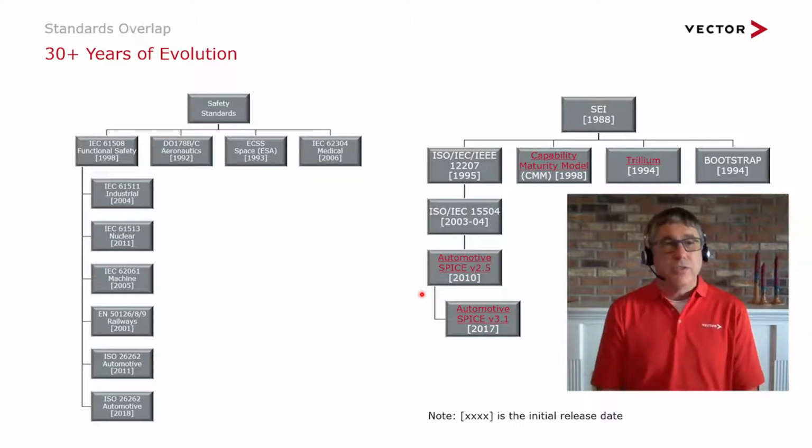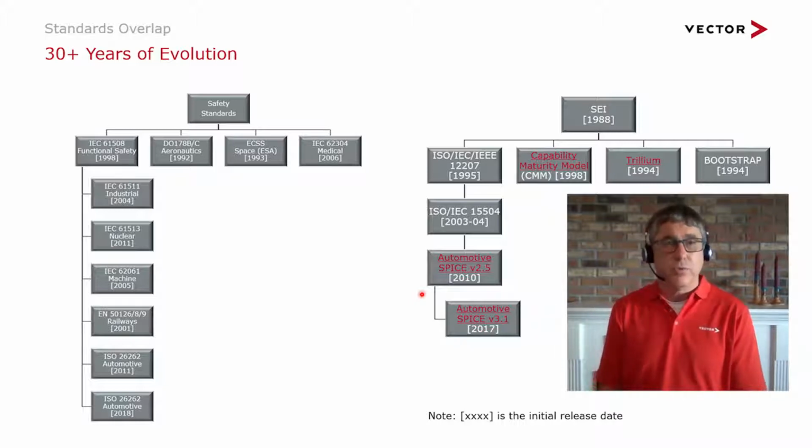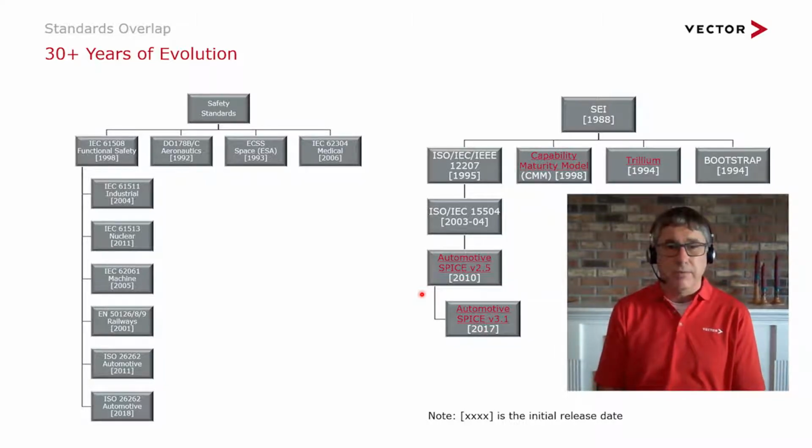On the left, you can see some of the evolution of various safety standards in the medical, space, and aeronautics industries. You can see the DO-178B and C standard that goes back around 1992. And then later in 1998, the 61508 functional safety standard, which is a parent standard to all of the functional safety standards underneath. And then down at the bottom, you can see in 2011, the first automotive functional safety standard 26262 was released, and the current version was released in December of 2018.